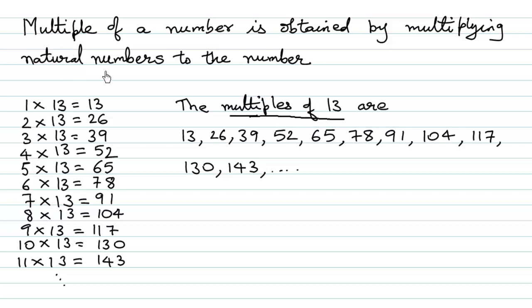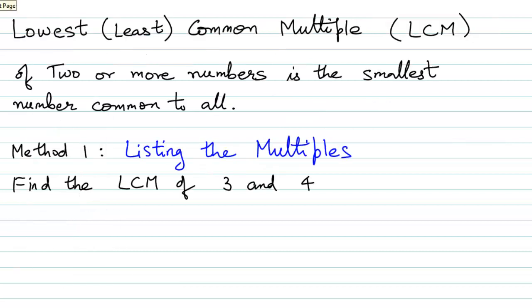So having understood the meaning of the word multiple, now let us discuss the meaning of LCM. LCM, or the lowest common multiple or the least common multiple of two or more numbers, is the smallest, lowest, least number common to all the multiples.